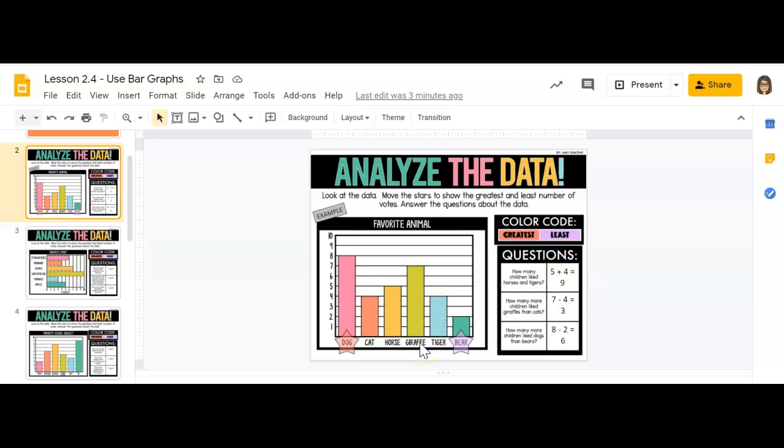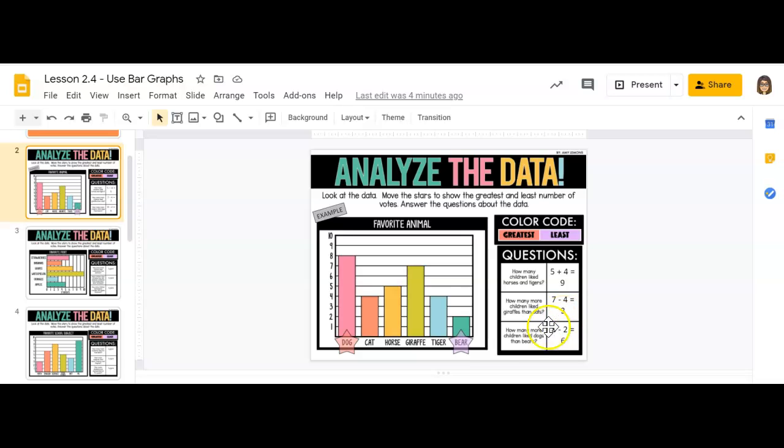Now it says how many more children liked giraffes than cats? Well, we find the category giraffe. We go clear to the top, go clear over to the side where the numbers are. How many children like giraffes? Very good, 7 of them. Now you can go and find cats. Let's find cat, all the way up to the top, over to the left, and we find that 4 children liked cats. 7 minus 4, because it said how many more, is 3.